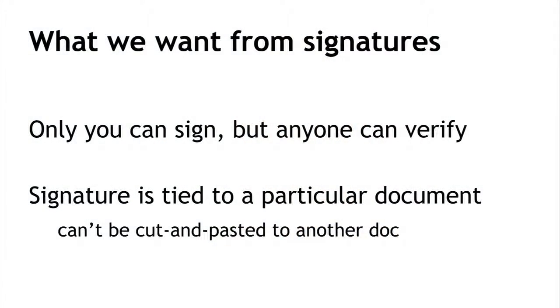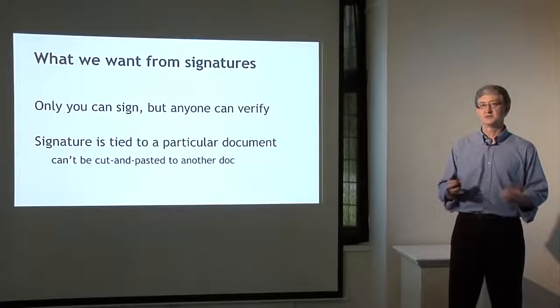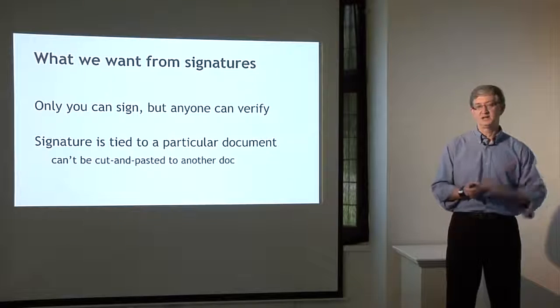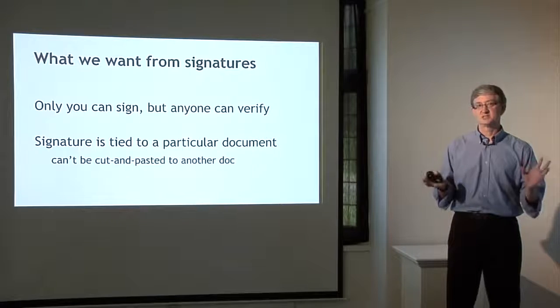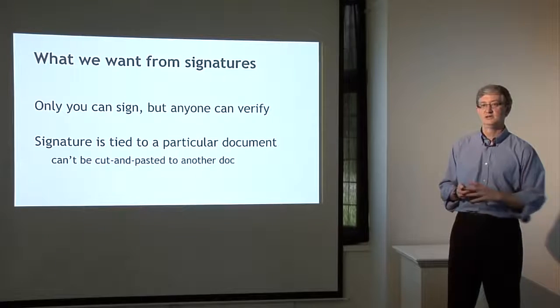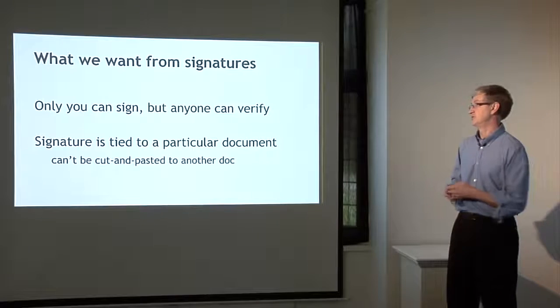What we want from signatures is two things. First, just like an idealized paper signature, only you can make your signature, but anyone who sees your signature can verify that it's valid. And the second thing you want is that the signature is tied to a particular document, so that somebody can't take your signature and snip it off one document and glue it onto the bottom of another one. Because the signature is not just a signature, it signifies your agreement or endorsement of a particular document. So the question is, how can we build this in a digital form using cryptography?